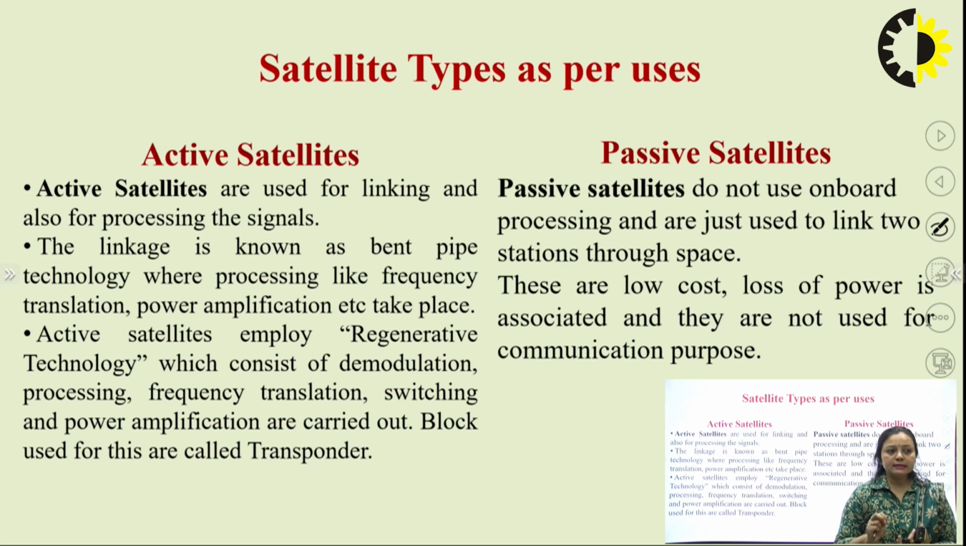So we can say that active satellites are used for linking and processing both. That linkage is known as bent pipe technology, where processing like frequency translation and power amplification takes place. Active satellites employ regenerative technology, which consists of demodulation, processing, frequency translation, switching, and power amplification. All these processes are carried out, and the block used for this is the transponder.